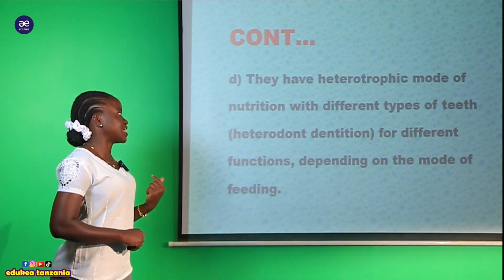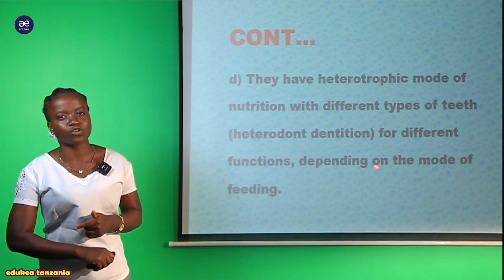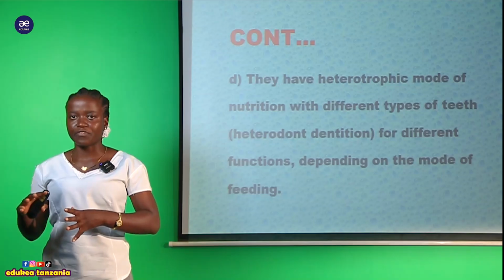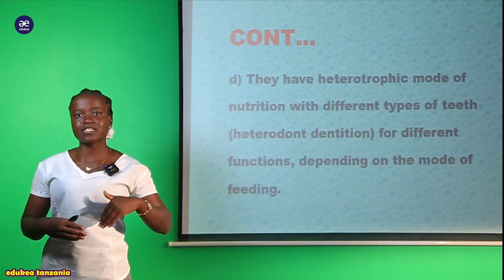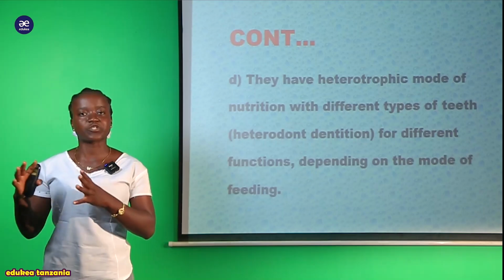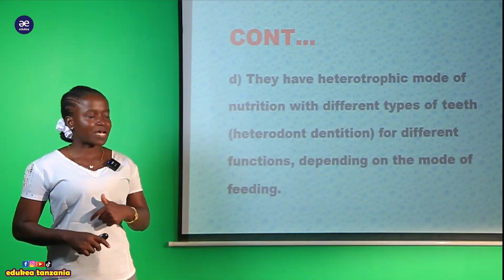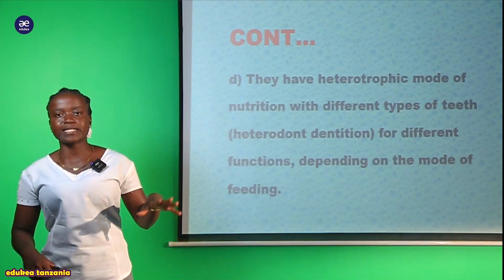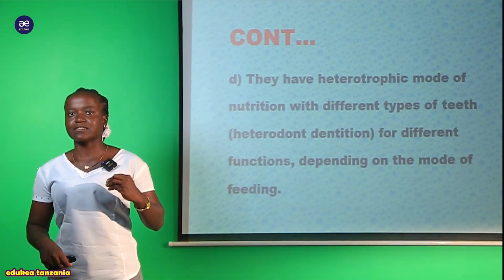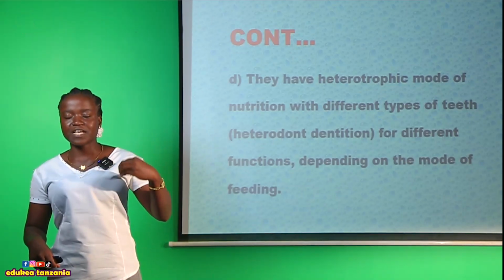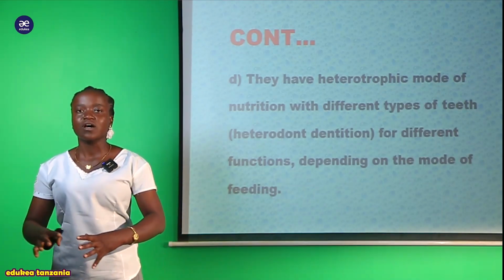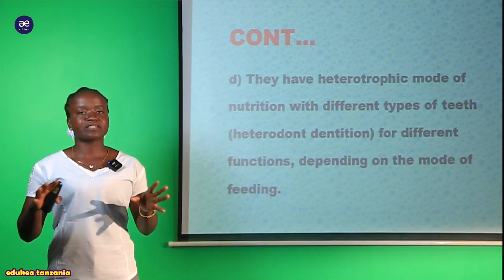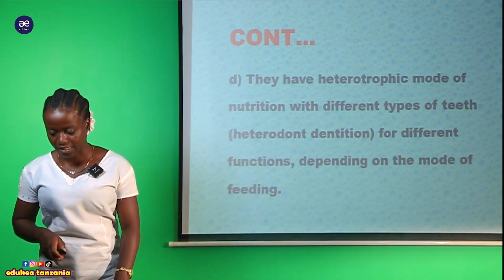But also this organism they have specialized teeth, that is heterodonty, dentition. Maana yake kwamba they have different kinds of teeth, ambazo hizi teeth zimespecialize kwa ajili ya specific purpose of crushing food and so on. So here we have said that for different functions depending on the mode of nutrition. So kama huyo organism atakuwa anakula only on the plants, for example cow, zile teeth zake zitakuwa specialized for cutting the plants which are located nearby this organism. So the same to all organisms which are found within the class mammal.